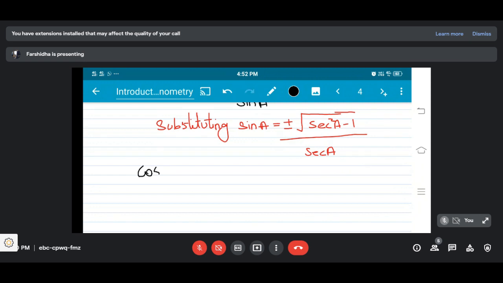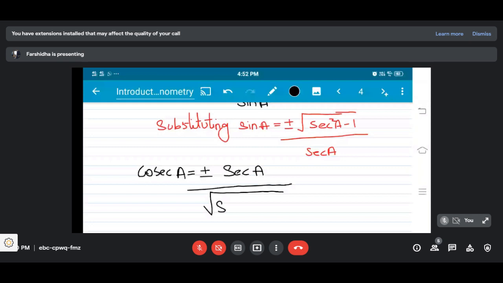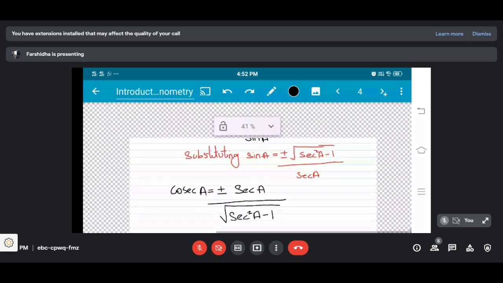So write cosec A equal to plus or minus reciprocal of this, sec A divided by root of sec square A minus 1. So now we represented cosec in terms of sec. Now two more is there, tan and cot. So copy this.